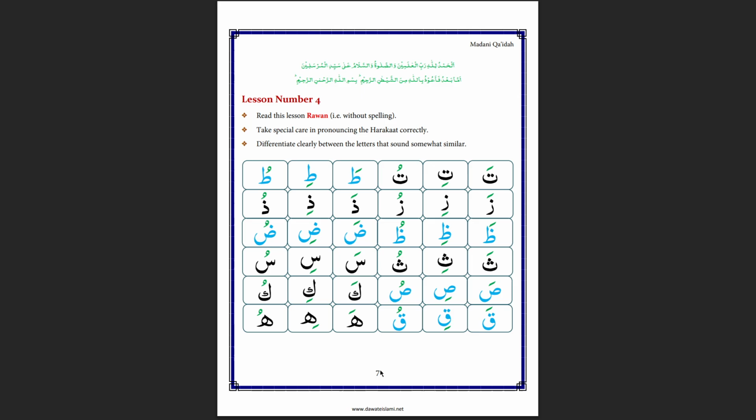Now, lesson number 4 is an extension and revision version of lesson number 3. In lesson number 3, we learned things with spelling. We were doing Hamza Fata A, then Hamza Kasra I, and then Hamza Dhamma U. Then we were reading without spelling: A, I, U. But in this lesson, we will just read it out without spelling. So, ta, ti, tu, like that. And the idea is, while doing so, we are going to differentiate between the closely related sounds.